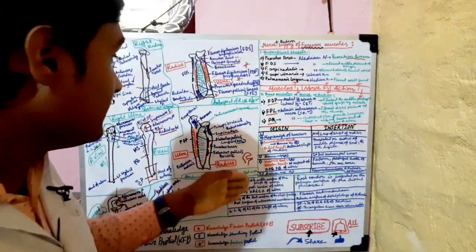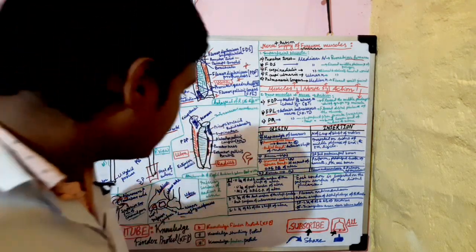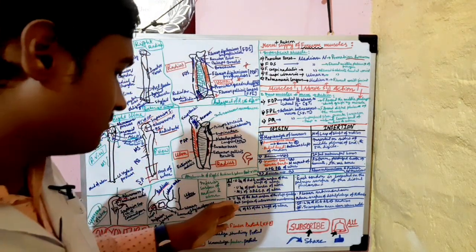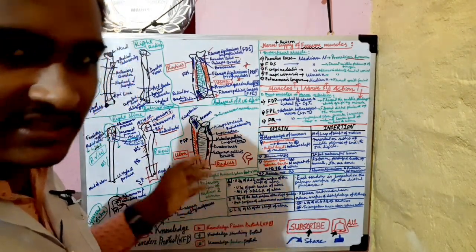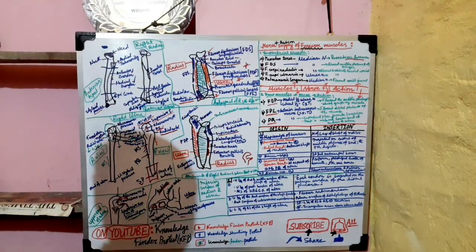Okay. And next, this is the flexor pollicis longus. It originates from the upper three fourths of the anterior surface of the shaft of the radius and the anterior surface of the interosseous membrane. You can screenshot and then read. This is a big video. Okay, you can screenshot, please.